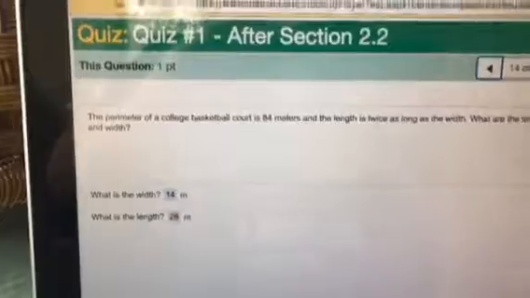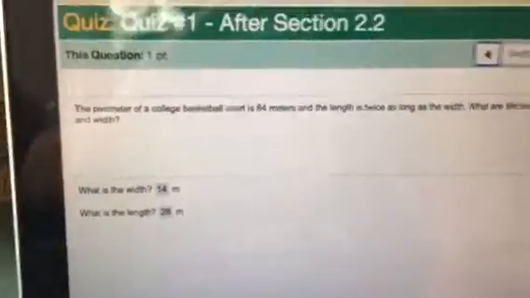So that's just an example of some of the topics that's in this section. If you have any other questions, let me know and I'll be glad to help you.